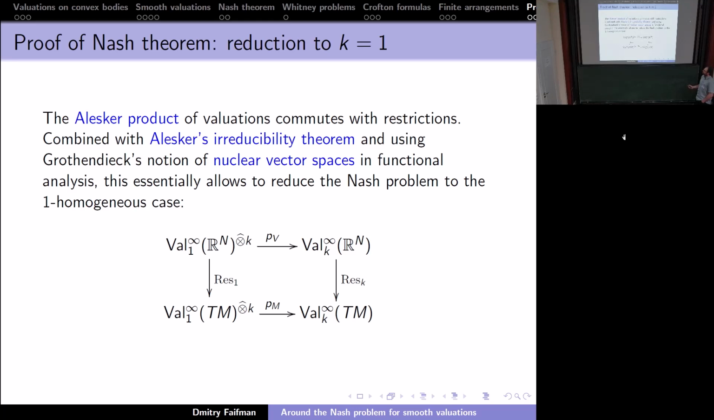So there is Alesker's irreducibility theorem, which basically tells you that whenever you have a natural map whose image is inside a space of valuations, this map would be onto or zero. Here we have this Alesker product from the K-th tensor power of the 1-homogeneous valuations to the K-homogeneous valuations. So this map must be onto.